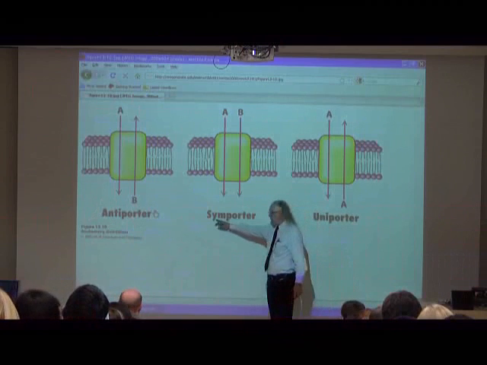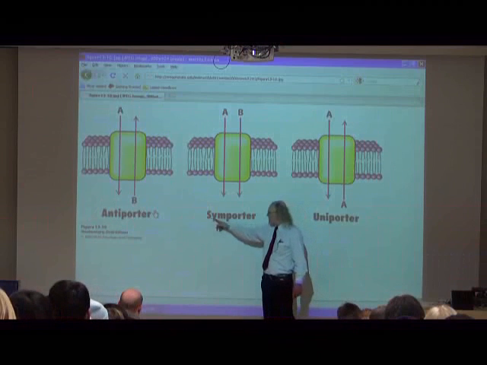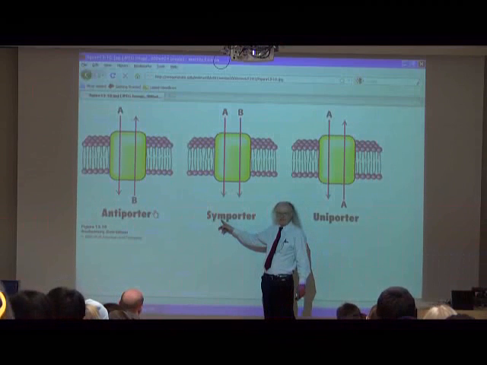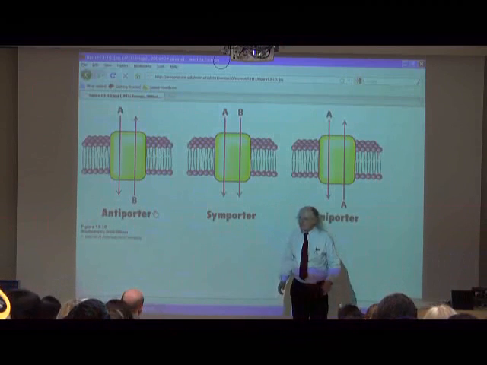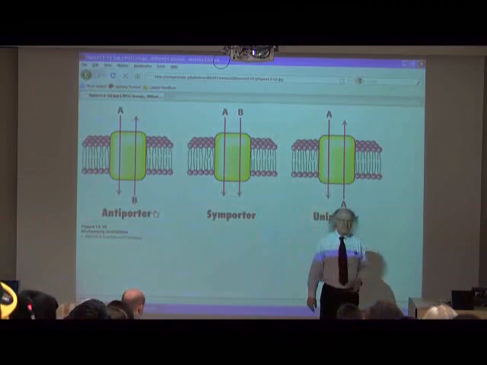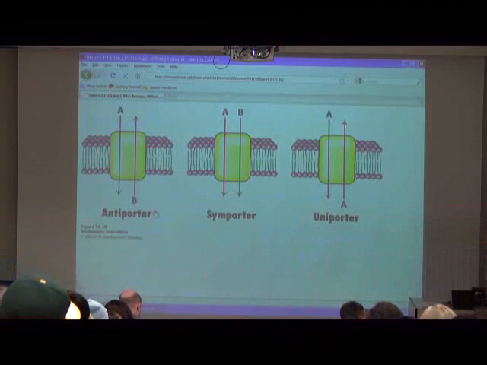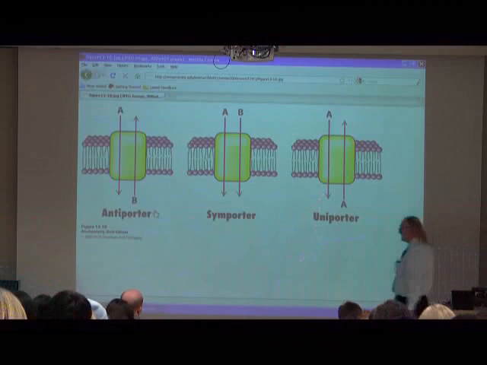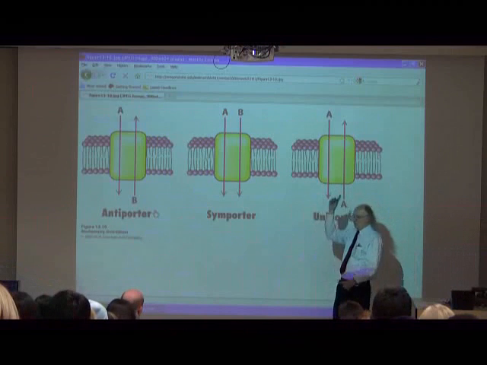A symporter or a symport, and in some books you see it spelled S-Y-N as in Nancy. I'll take that as an answer also. Either is fine. Syn or symport is something that moves two things in the same direction. Okay, two things in the same direction. A uniporter is the more unusual of them. It moves the same thing in opposite directions.